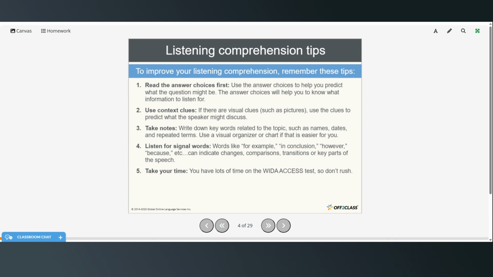Listen for signal words. Words like for example, in conclusion, however, because, etc. can indicate changes, comparisons, transitions, or key parts of the speech. And take your time. You have lots of time on the WIDA ACCESS test, so don't rush.